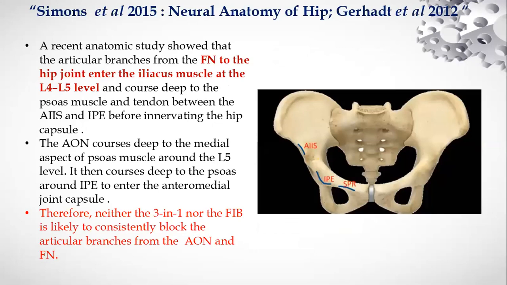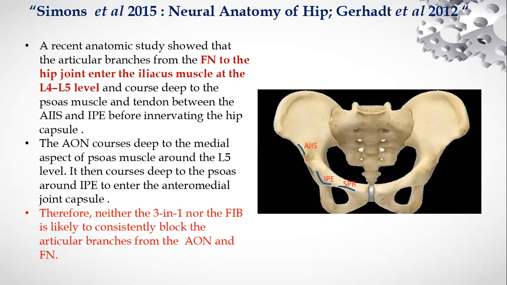This is supported by other papers published by Simmons and Gerhardt, in which they found that the articular branches from the femoral nerve to the hip joint enter the iliacus muscle at the L4 and L5 level. From there, while passing deep to the psoas muscle, they come to lie between the anterior inferior iliac spine and the iliopubic eminence. So the importance of this level, especially at which it is entering iliacus, can also be put to use.